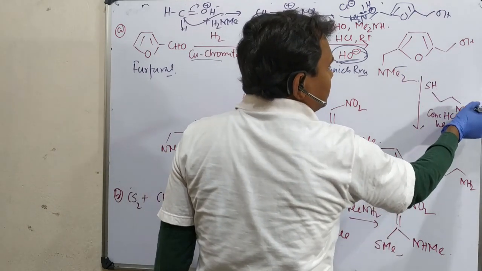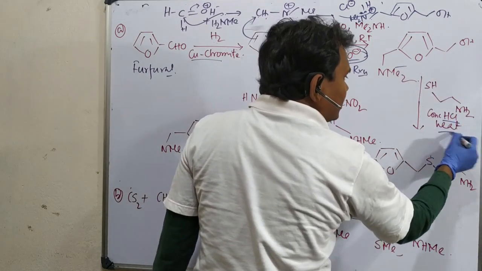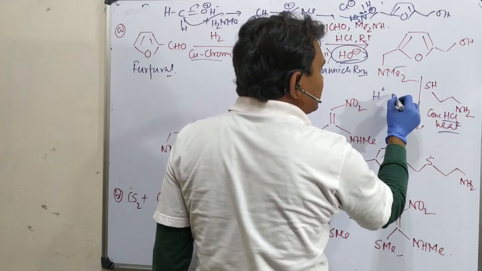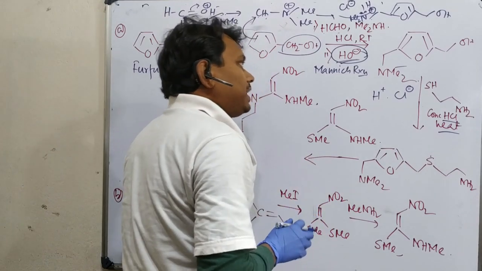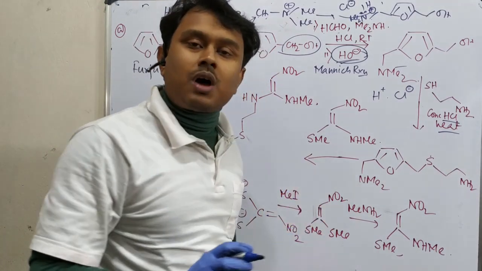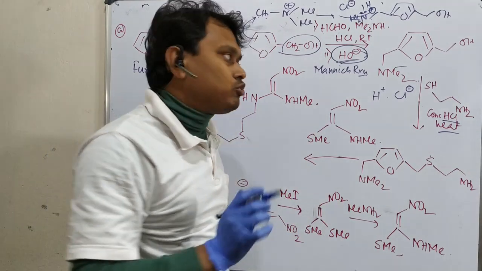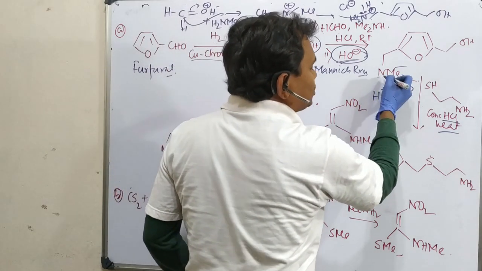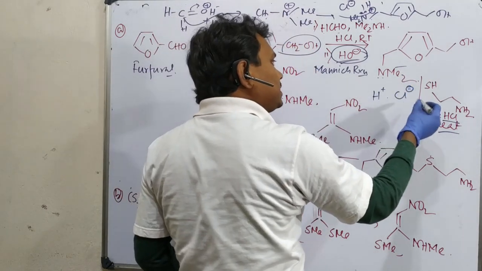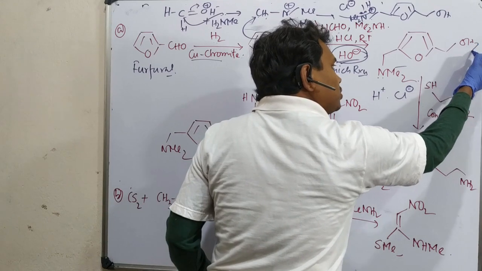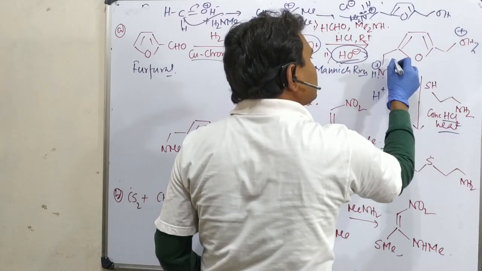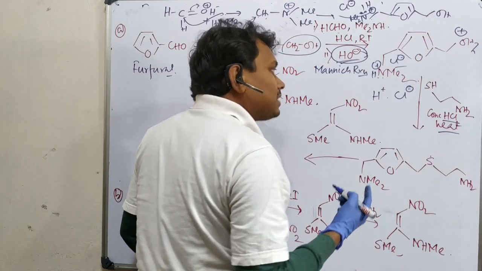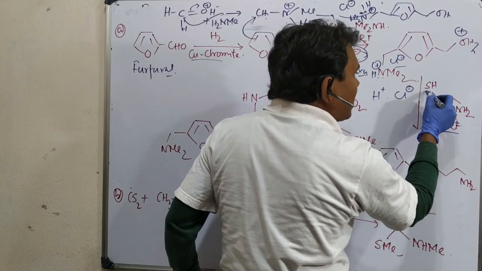This thioamine in the presence of concentrated HCl. HCl means H plus and Cl minus. Now see, when you put concentrated HCl, what will happen? Hard basic centers will be protonated. These NH obviously will be protonated. This OH2 obviously will be protonated. So, this is plus Cl minus, fine.